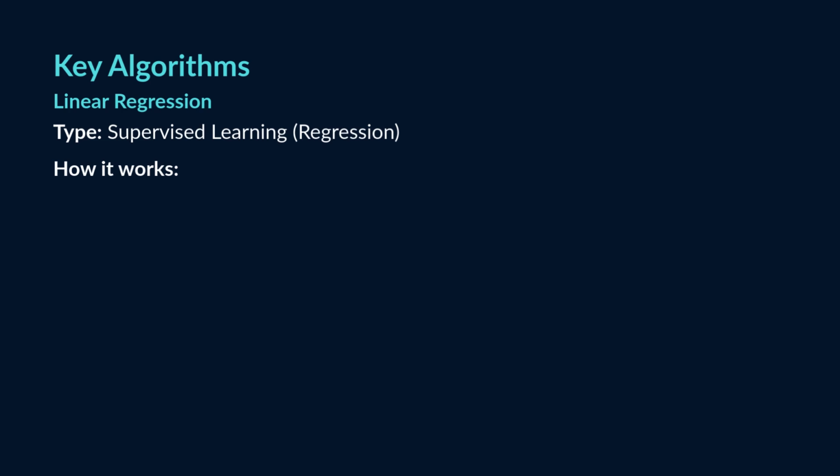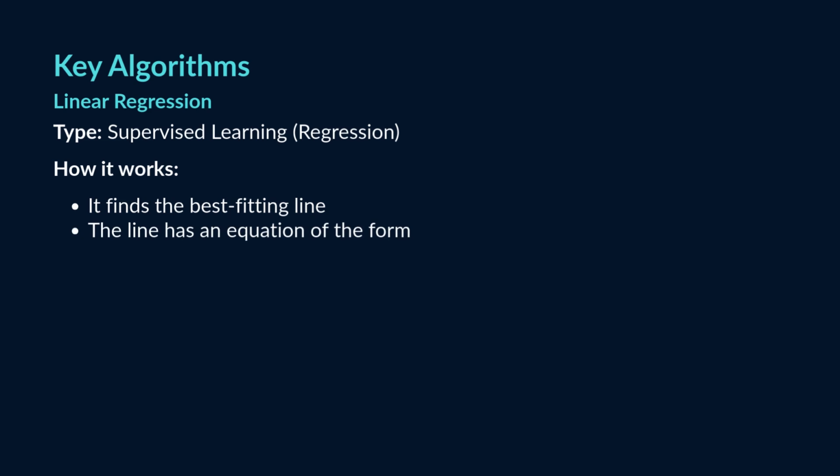How it works: it finds the best fitting line through data points by minimizing the distance between the line and the actual data values. The line has an equation of the form y = mx + b, where y is the predicted value, x is the input variable, m is the slope, and b is the intercept.